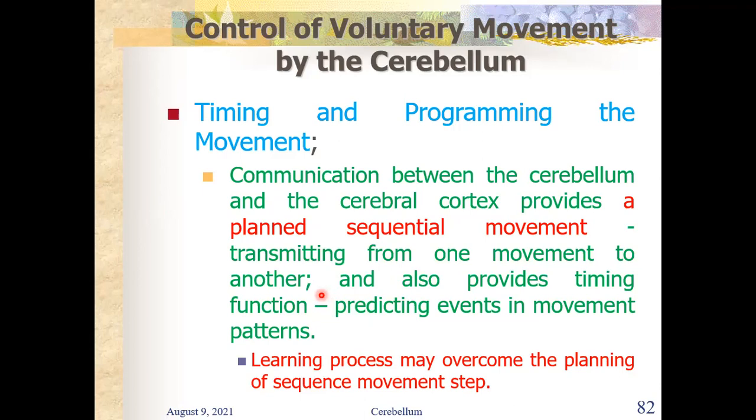That's a planned sequential movement. And it also provides a timing function, predicting events in movement patterns. It provides a timing function and also plans the sequential movement. So learning processes in some cases might be able to overcome the planned sequence movement. For example, there are some movements one can make without even thinking about it. It's involuntary. So learning processes can help to overcome the steps of planning sequential movement.